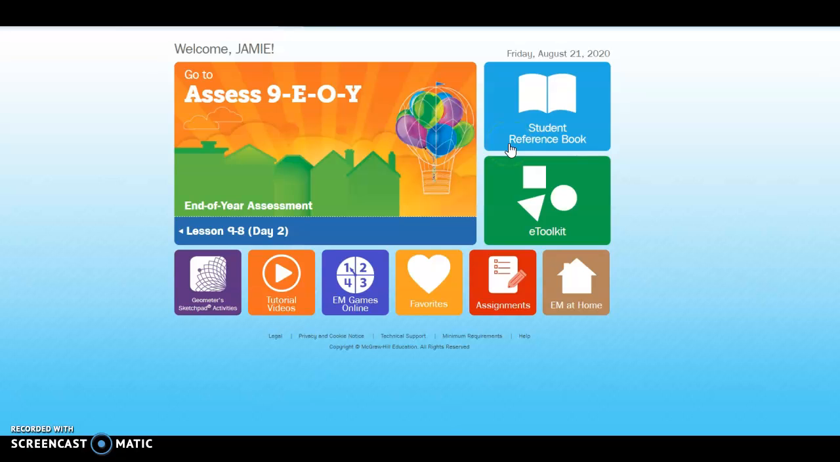After you flip through and take a little look, you're going to complete Math Journal page 4, and it's going to ask you to look up some specific information using your student reference book. All right, please let us know if you have any questions.